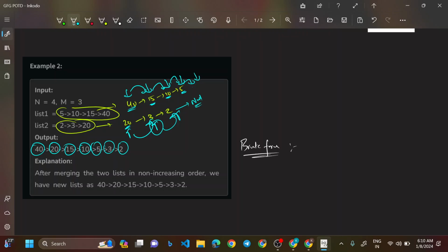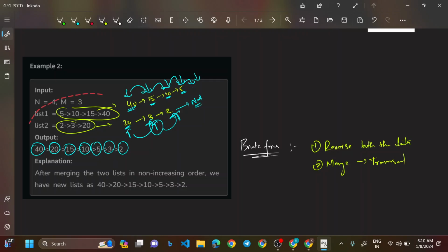So now you have got the required output. So what are you doing here? The first thing is to reverse both the lists, and then merge them by traversal. Just do this, and then you'll be able to solve this very easily.